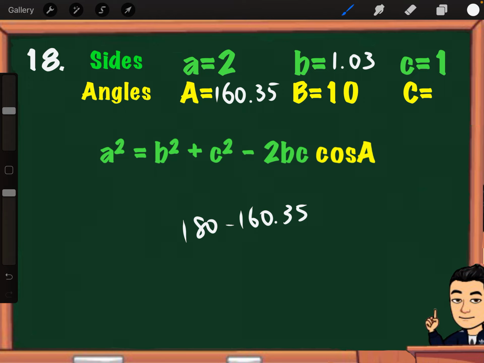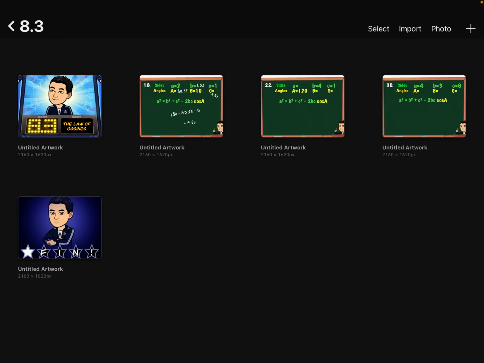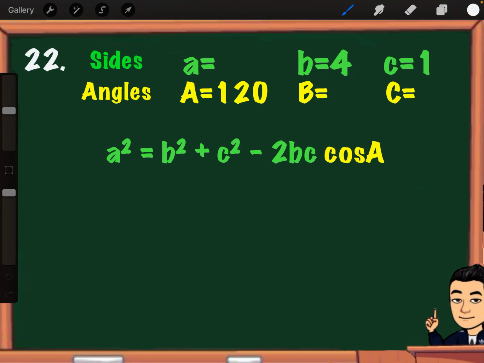And then lastly, all you need to do is go ahead and use 180, subtract 160.35, and then subtract the 10 degrees. You're going to find out that your answer is going to be 9.65. So you're going to insert that for the angle C. Okay, let's check out the next question.